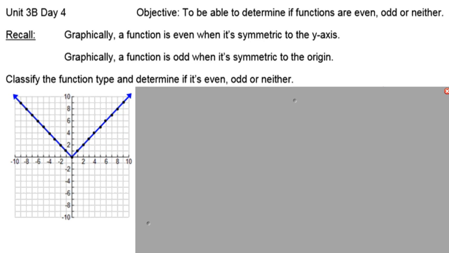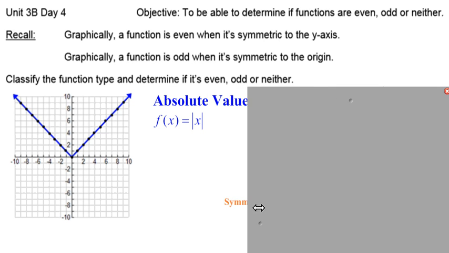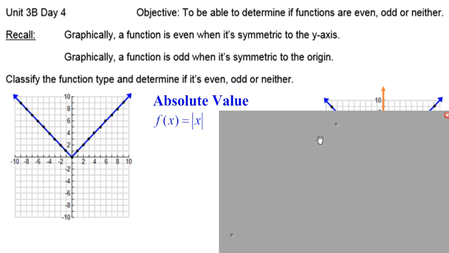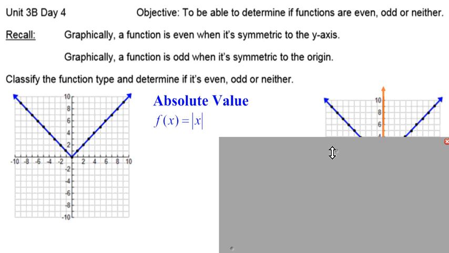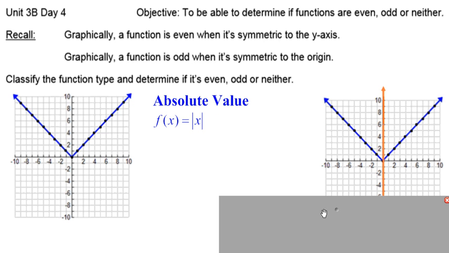Our second graph represents our absolute value function. When working with our absolute value function, again, we want to look at the lines of symmetry. If I draw my line of symmetry through the y-axis, I can see that I have a mirror image of each other. This would mean that I have an even function.